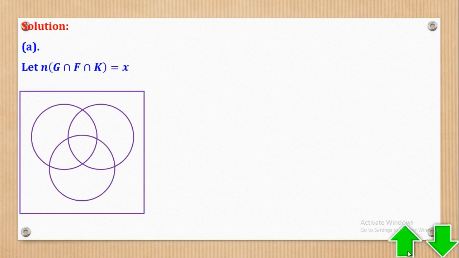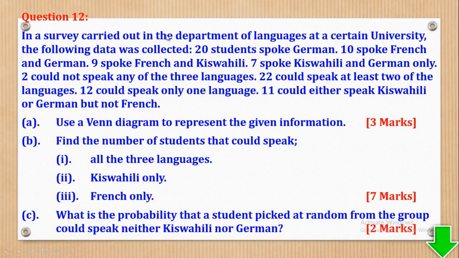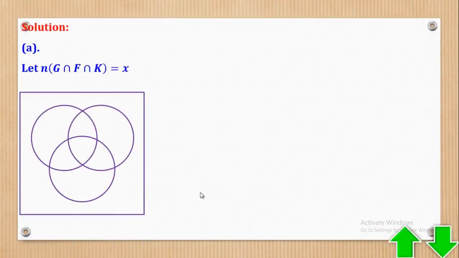If you look at this, they told us in a survey carried out in the Department of Languages in a certain university, 20 students spoke German. So we shall come here and put 20 under German, but the others are not given, so we shall put question marks. We are not given the number of students who speak French, or Swahili, and also the total number of students is not given. That's why we put question marks. Next, those who speak all the 3 languages is X, so we shall come here and put X there.